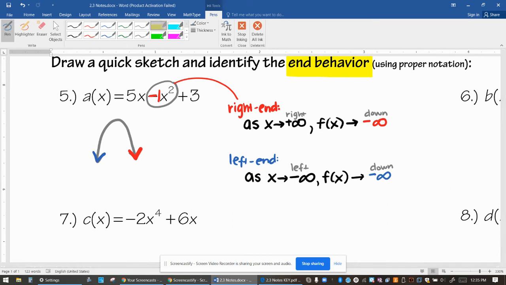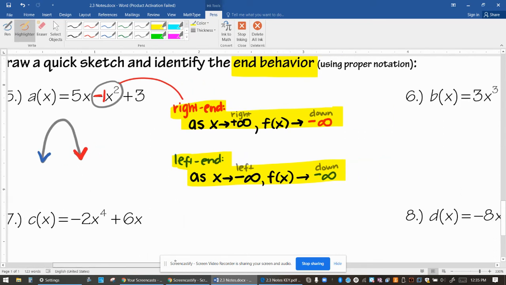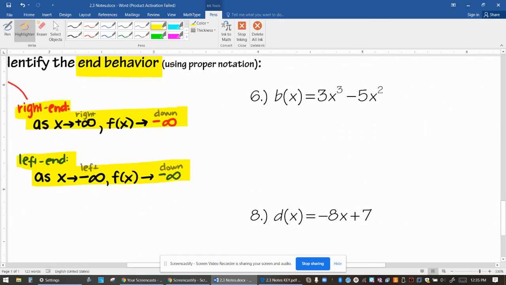Notice that when you're talking about end behavior, you need to give me 2 answers, the right end and the left end. When you're describing the right end, you're going to start with describing the x values. As I go on the x-axis to the right, so as x approaches positive infinity, then tell me about the y values, f of x. But for the left end, you start with as x approaches negative infinity. So as I go to the left on the x-axis, what happens to the y's? So again, you need to make sure your notation is on point. Talk about the x's first, then talk about the y's.